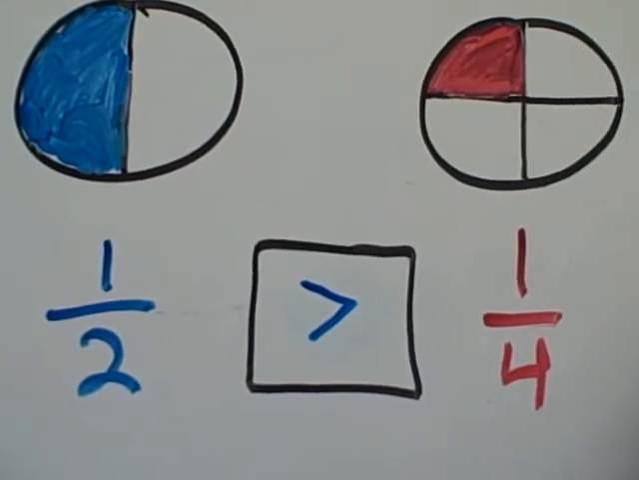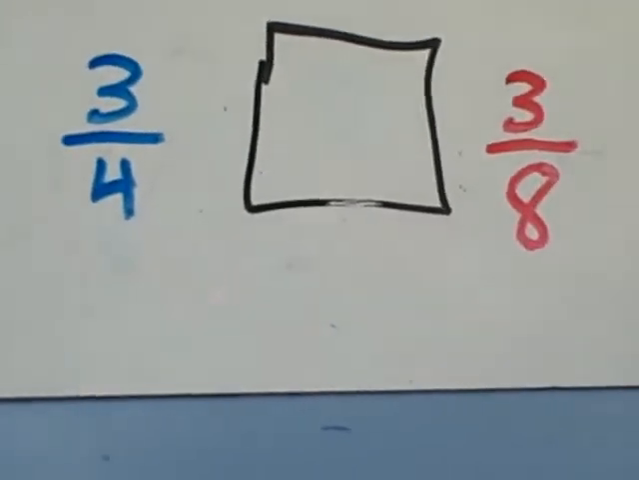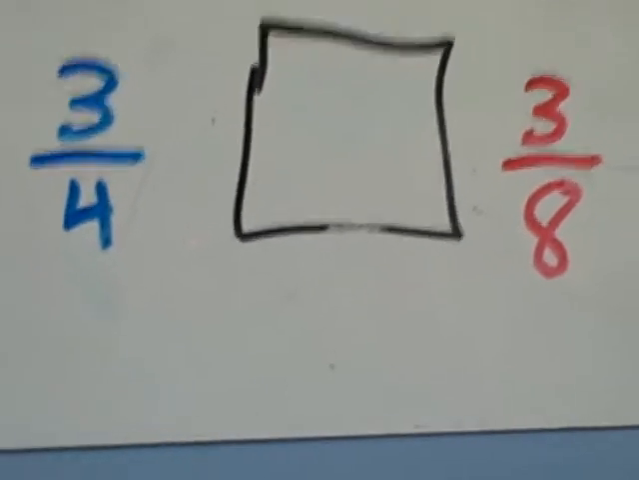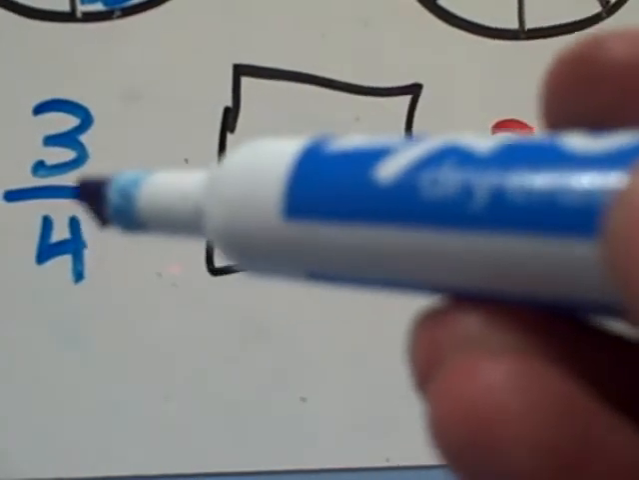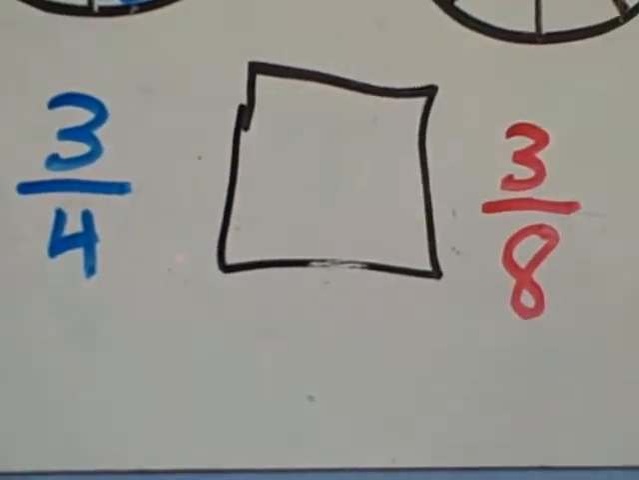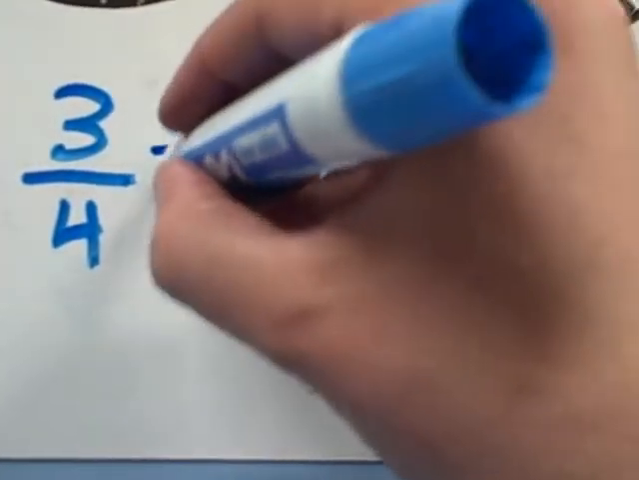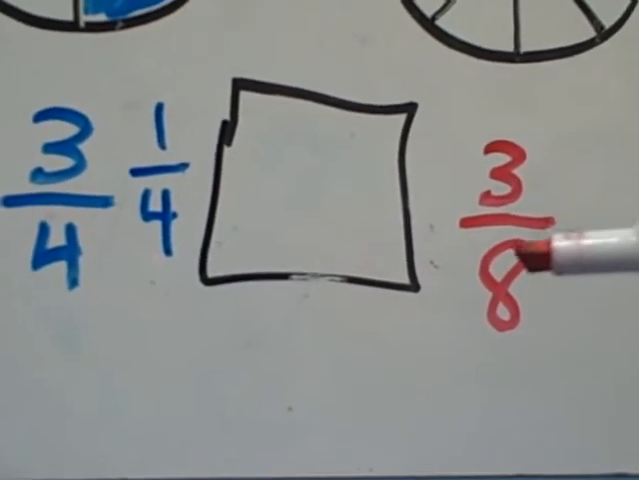Let's try another one, but this time we're not going to use unit fractions. We're going to use unit fractions to help us, but we're going to be given some tougher fractions. All right. Now we have 3/4 and we have 3/8. Which is the greater fraction? In order to help us figure this out, let's use unit fractions. Let's think about what the unit fraction is for 3/4. What's the unit fraction for 3/4? That's right, 1/4.